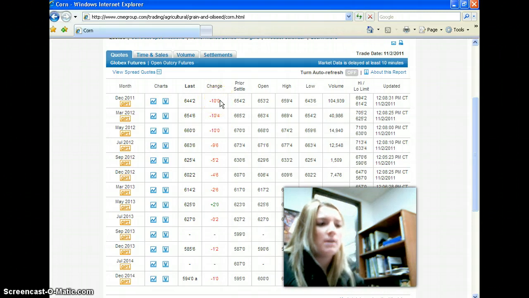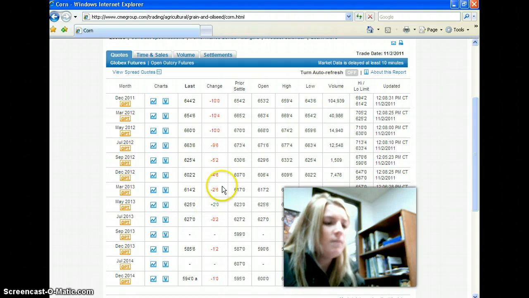Farmers don't want to see this. They don't want to see that market going down. If you jump down here to May 2013, we're in the positive. It's going up. That means farmers are making more money. We're getting more for our commodity.